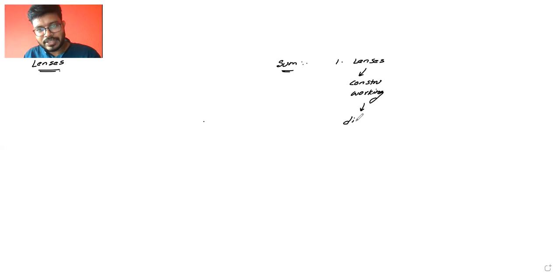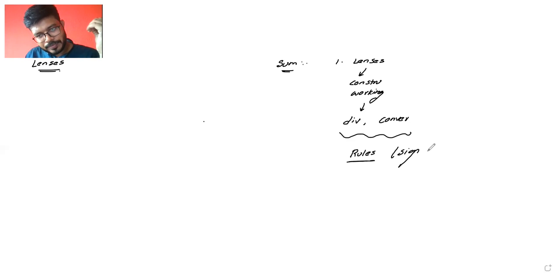In this case, we'll discuss divergence and your convergence as well. Then after that, we'll discuss some rules, including sign conventions. The same sign conventions we have discussed in mirrors for convex and concave, and depending upon the rules, we are doing the problems. Same thing here also, there are some rules that we'll discuss.